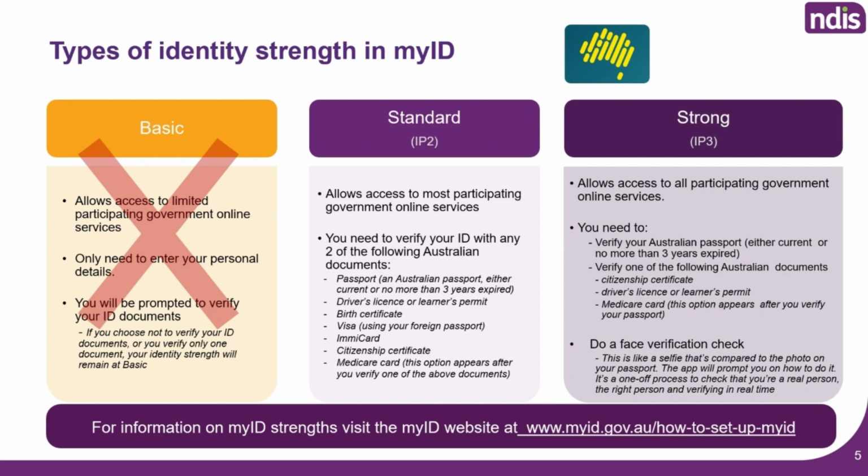If you are a business owner, you must have a strong identity strength, which includes a face verification check. Without this, you will not be able to link the business. RAM will auto assign the role of principal authority when the business is linked. For more information on myID strengths and the identity documents required, visit the Australian Government's myID page at www.myid.gov.au and choose how to set up myID from the options on the top of the page.